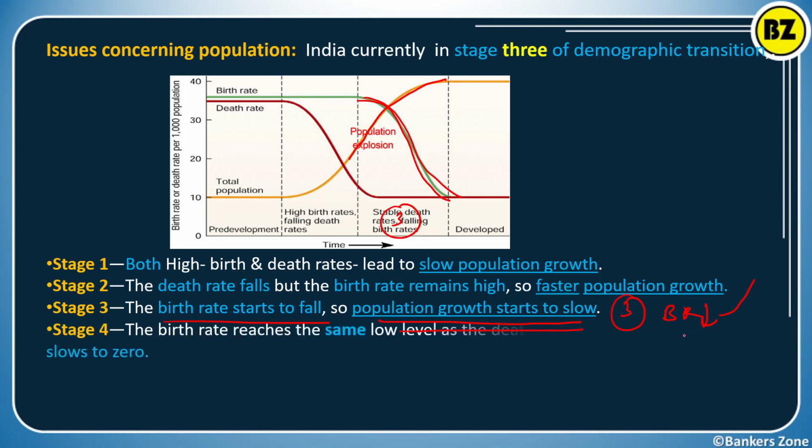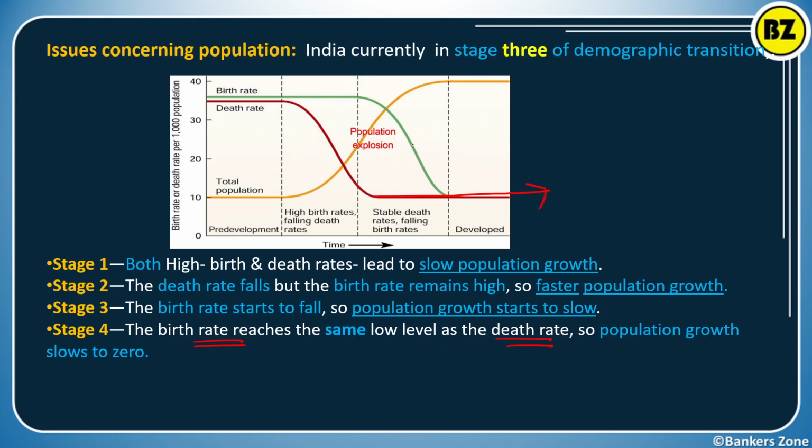Okay, now fourth stage: birth rate reaches the same low level as the death rate. In the last stage, birth rate is equal to the death rate. Here is the death rate, and now the birth rate reaches the same level. So the increase in the population is almost flat, almost 0. These are the 4 stages of the demographic transition. India is in the third stage, remember.